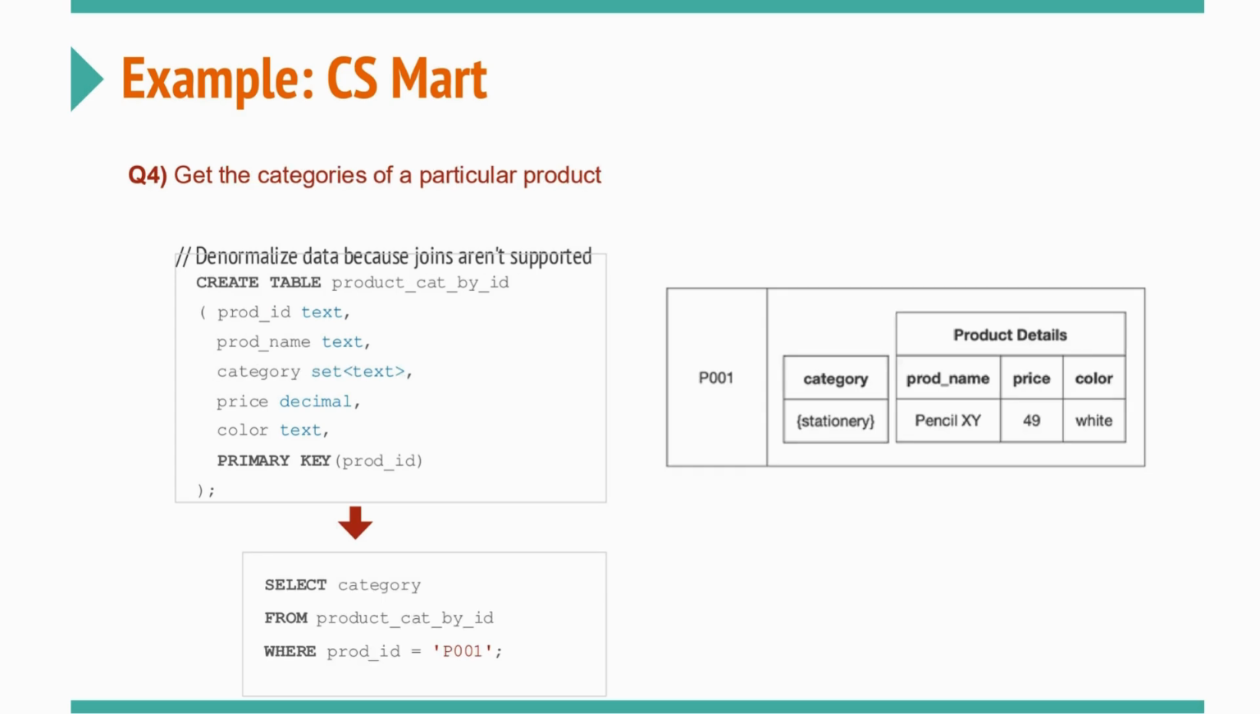And finally, Q4, get the categories of a particular product. Again, we need a new table. We'll call it product_cat_by_ID. The primary key is prod ID.